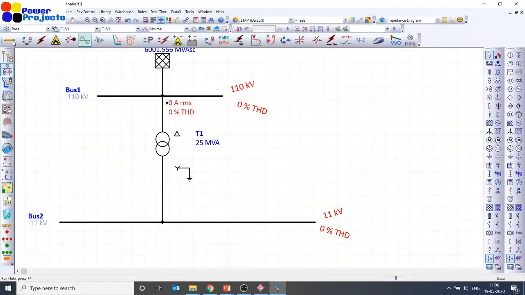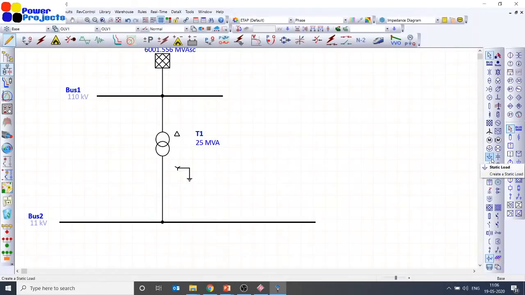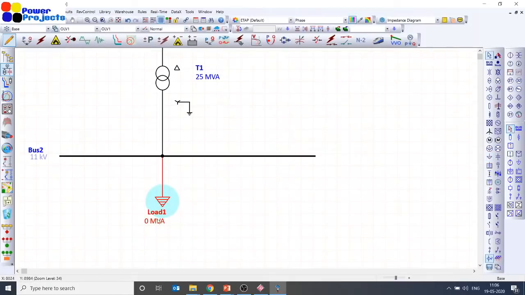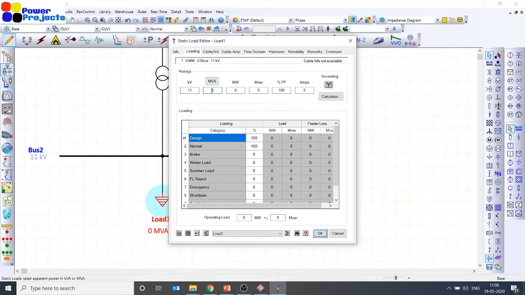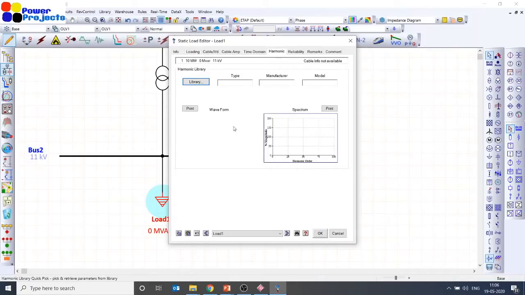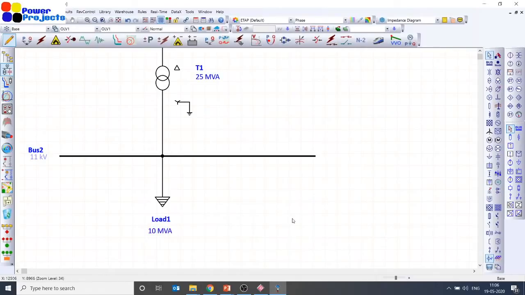Now let me add a linear load. What is a linear load? A linear load draws a current with the same shape as the voltage. So let me take a load 1, that is a static load. I'm just taking a load of, say, 10 MVA at unity power factor, that's fine. Why am I saying it's linear? When you say harmonics, there are no harmonics in this system. This load doesn't introduce any harmonics. It is going to draw a pure sinusoidal current when the applied voltage is pure sinusoidal.